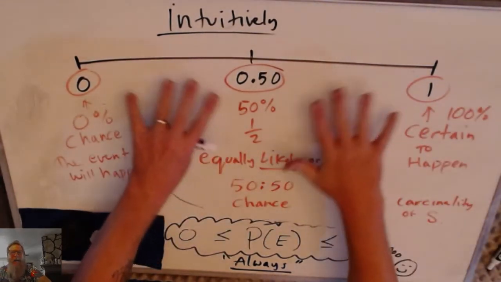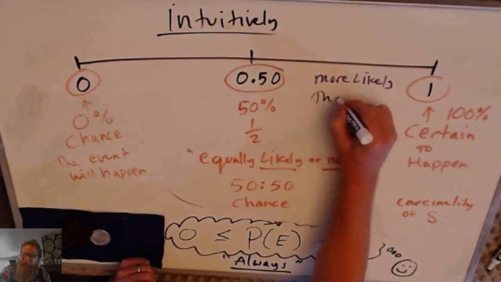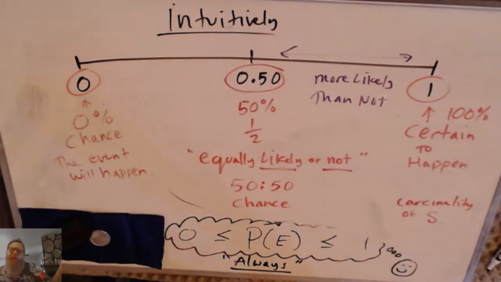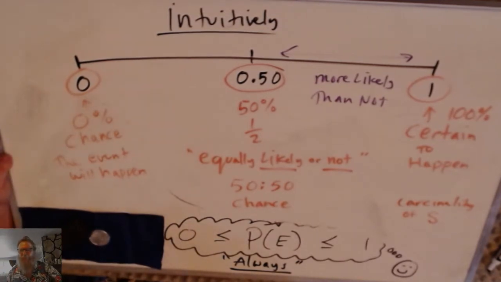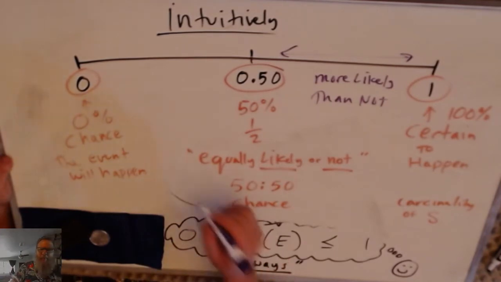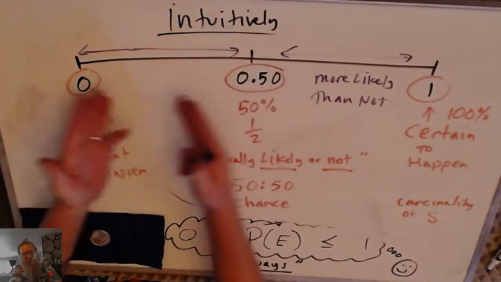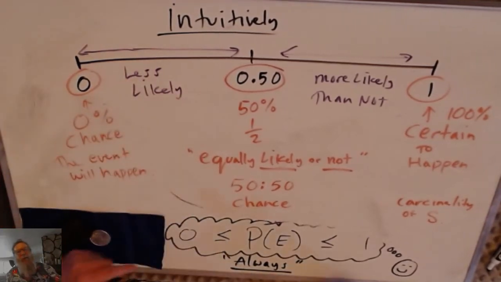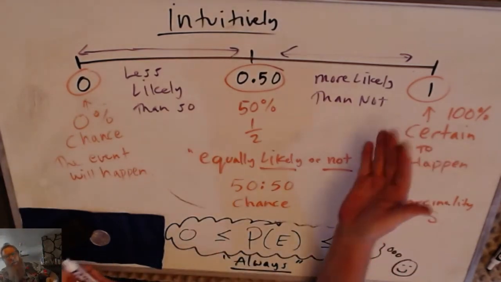And then in these gray areas between 50% and 1, you have what we call more likely than not. So anything in between 50% and 100% is more likely than not. It's a good chance that it's probably going to happen. And if an event has a probability between 0 and 50%, we would say it's less likely. In other words, less than 50% chance that it's actually going to happen. More likely than not, less likely than not.